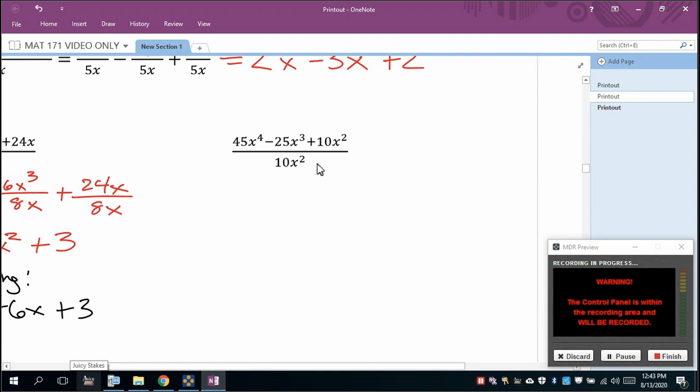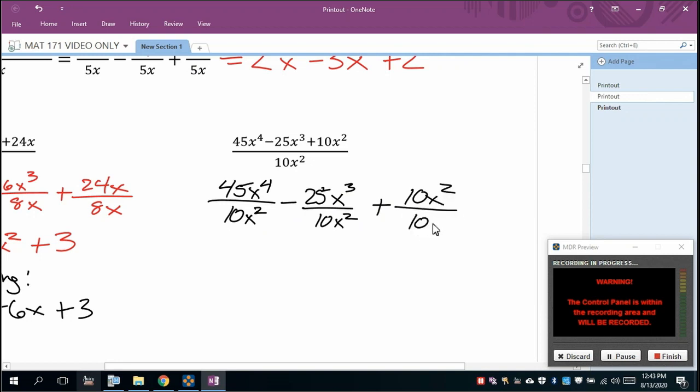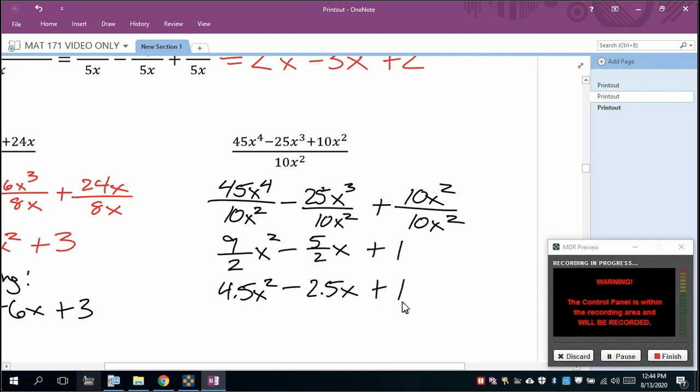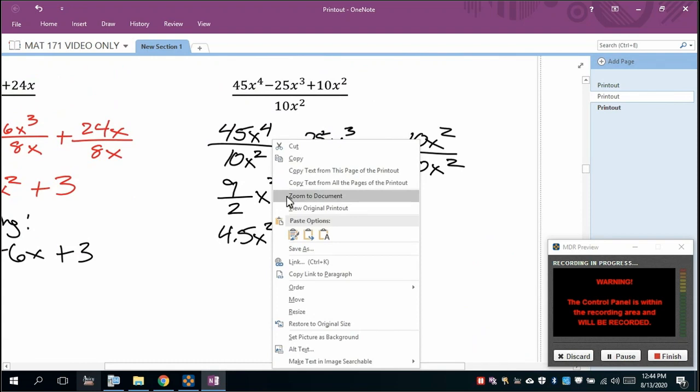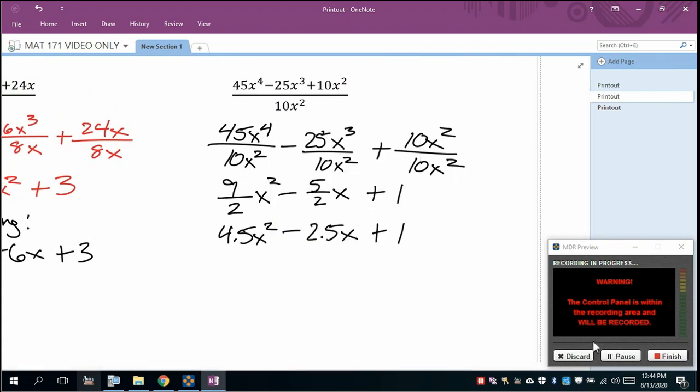So then we'll divide individually here, 45x to the fourth over 10x squared minus 25x to the third over 10x squared plus 10x squared over 10x squared. So 45 over 10, that simplifies to 9 halves x squared or 4.5x squared. This is 5 halves x, or minus 2.5x, plus 1. All right, so that's how all of this is going to work here. So I'm going to end this video here. This is part 2 in the series, so hope you enjoyed it as much as I did.